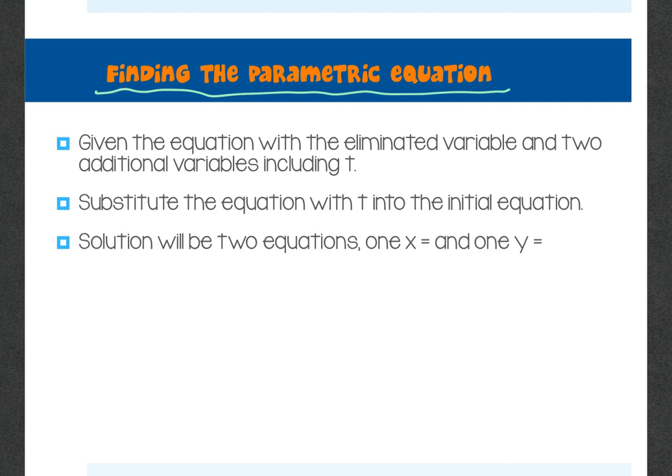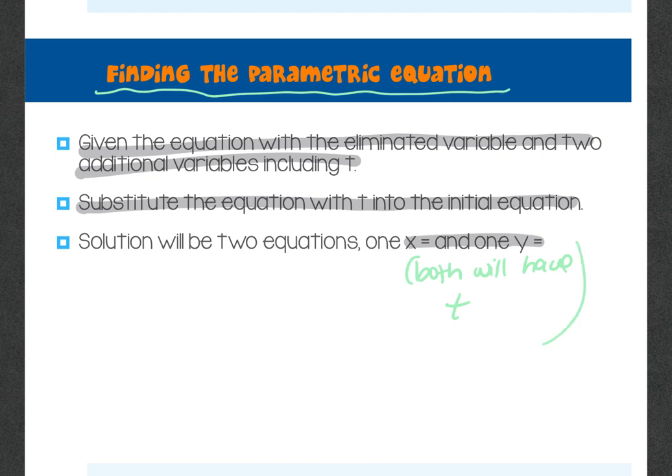The goal of this is to end up with two equations, one x equals, one y equals, with t in both of them. So you're going to get given an equation with an eliminated variable and then two additional variables, including t. You're going to substitute the equation with the t into the other equation, the rectangular one. And your solution will be one x equals and one y equals, and they both will have a t in them somewhere. So you're going to start with two equations, one rectangular and one parametric, and the goal is to get them to be both parametric.